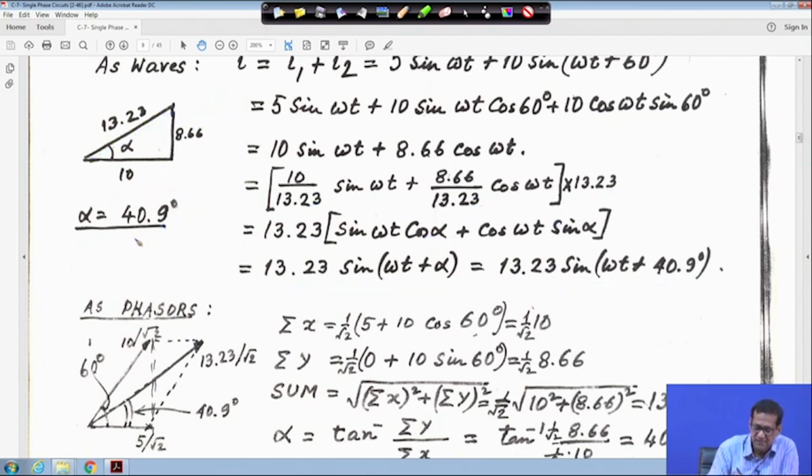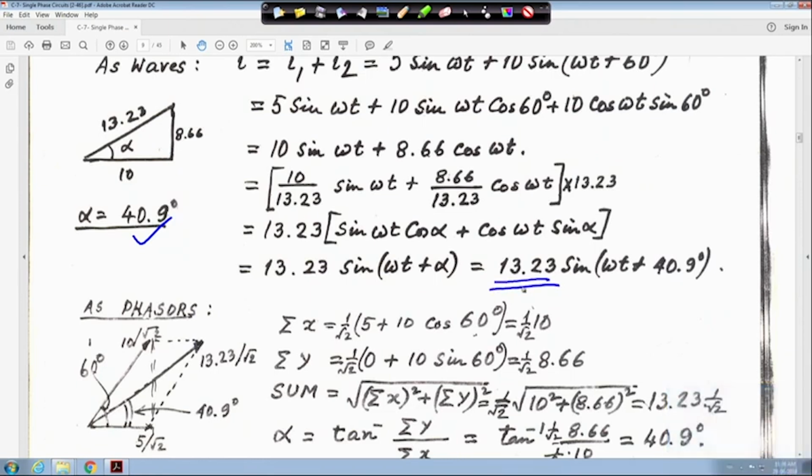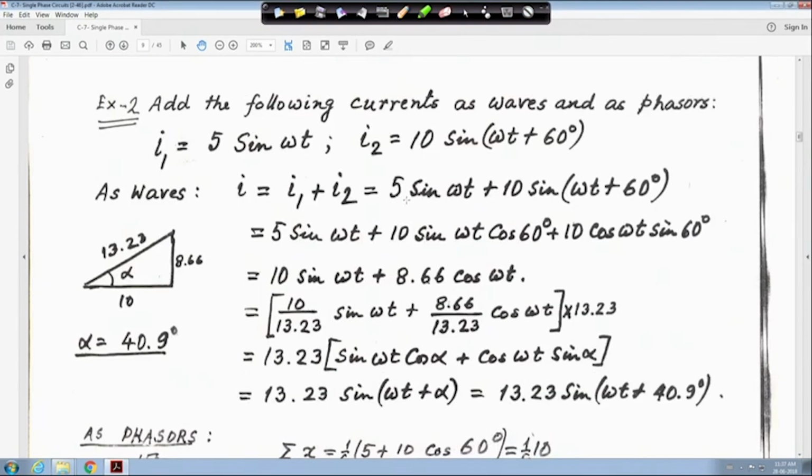So, let me clear it. So, alpha is equal to 40.9 degree. This is one way. Now, this is the peak value, right. If you think in terms of the RMS value, this is the peak value.